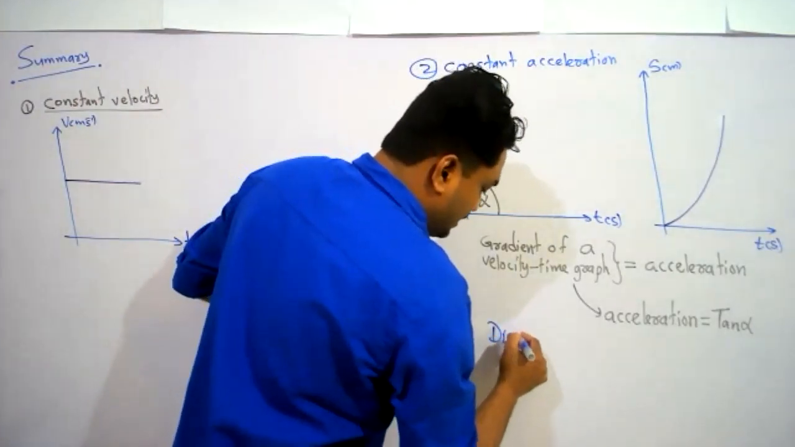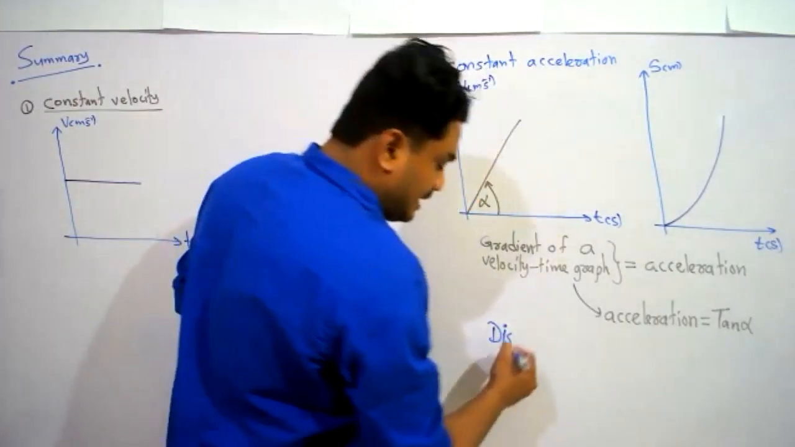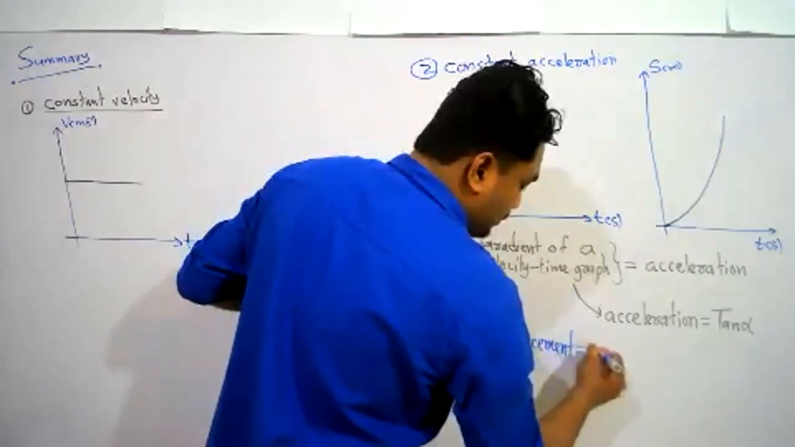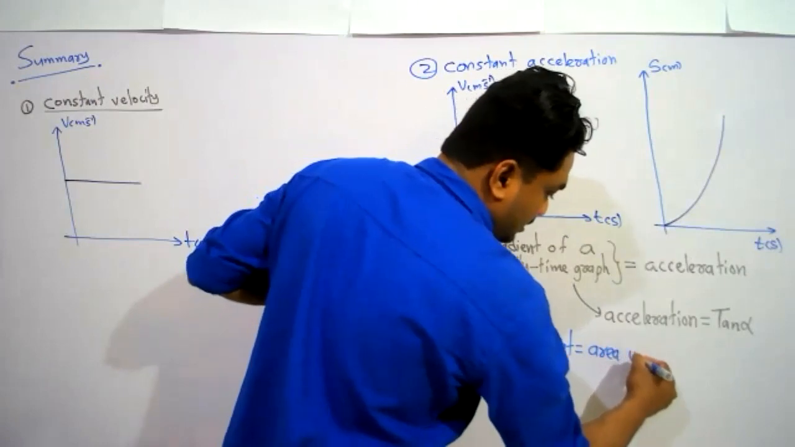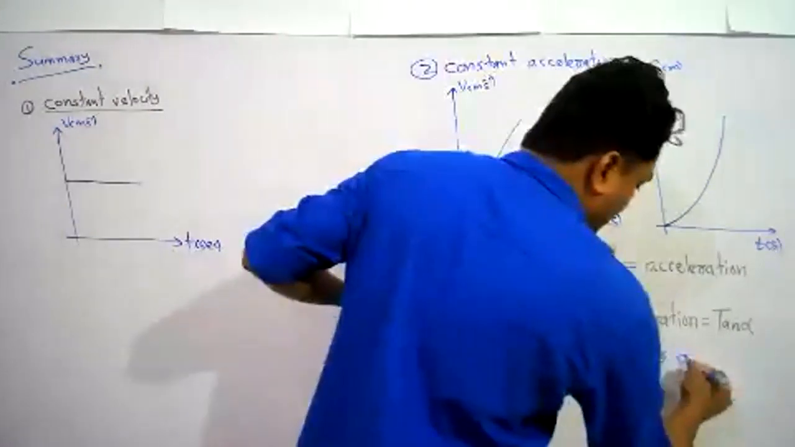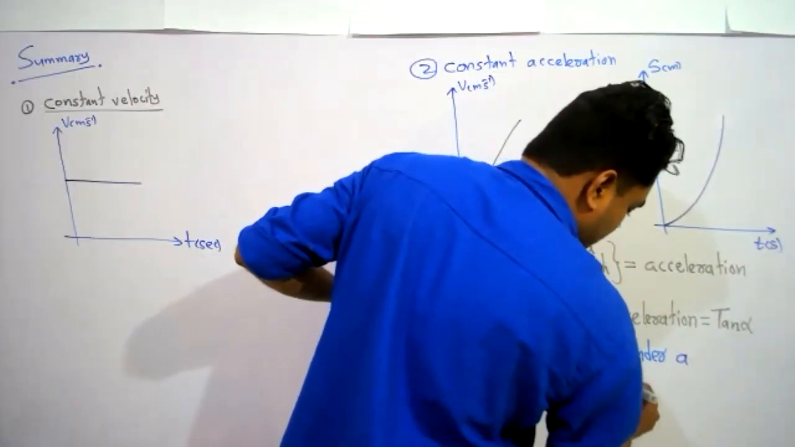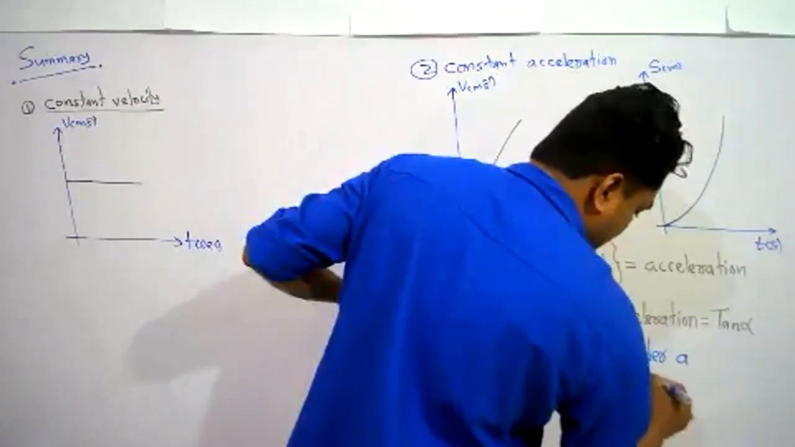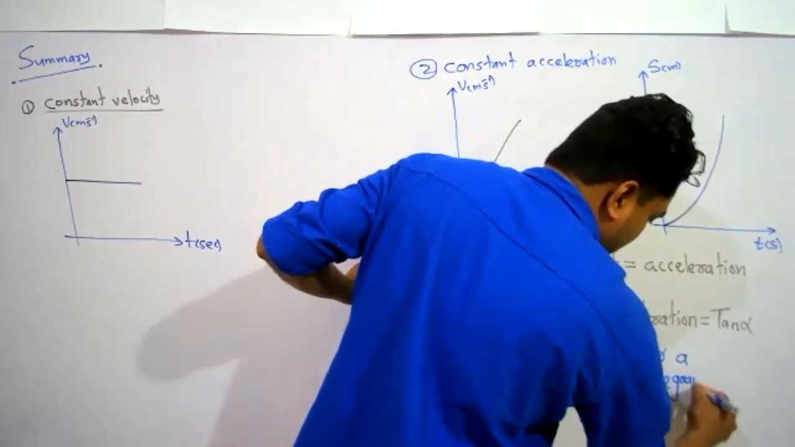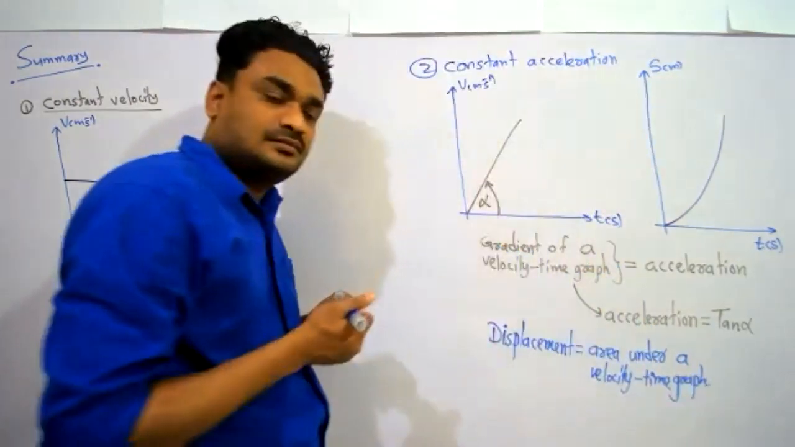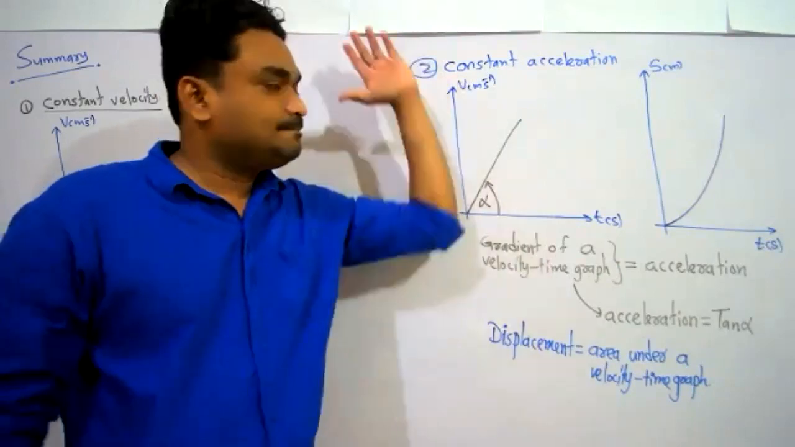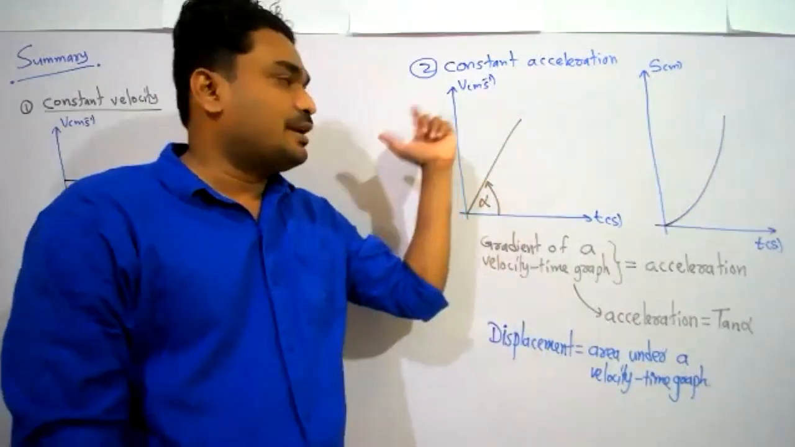So displacement equals area under a velocity time graph. Displacement is area under velocity time graph. That's it. Complete this note. This is the summary number 2.